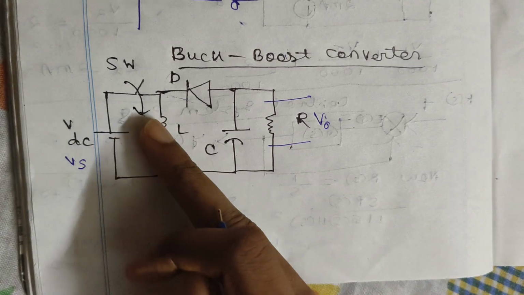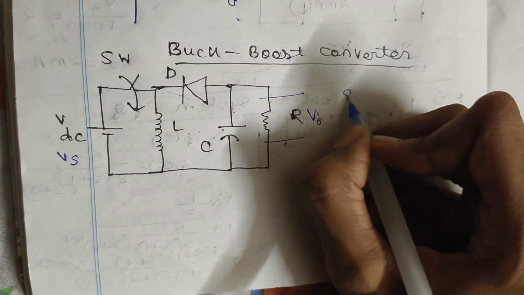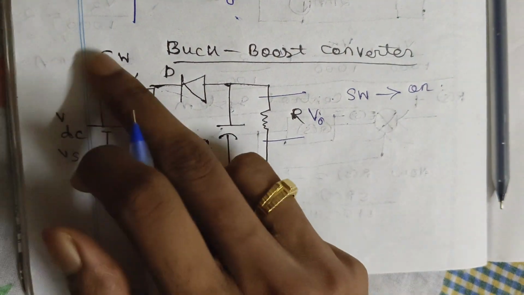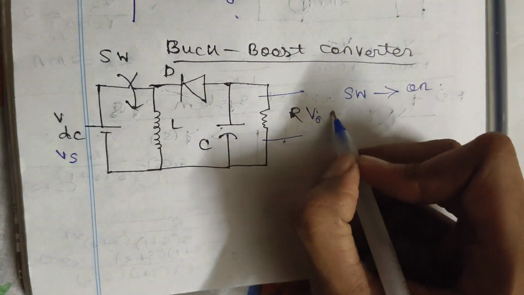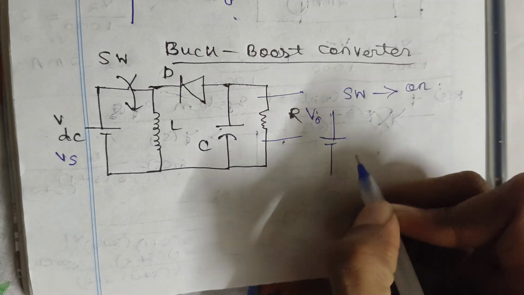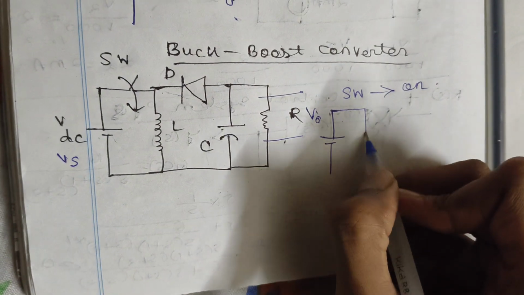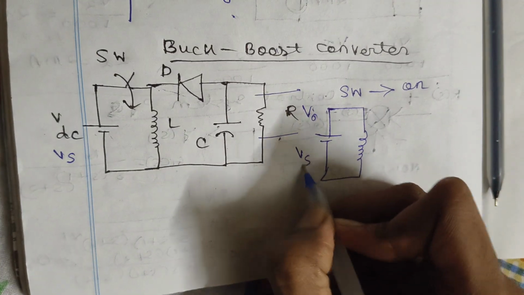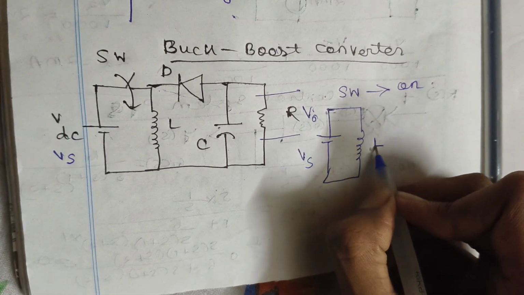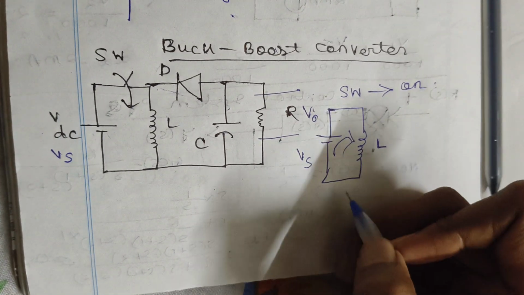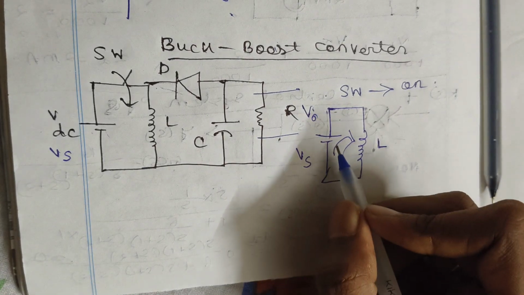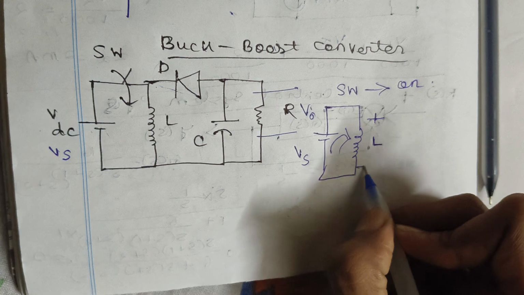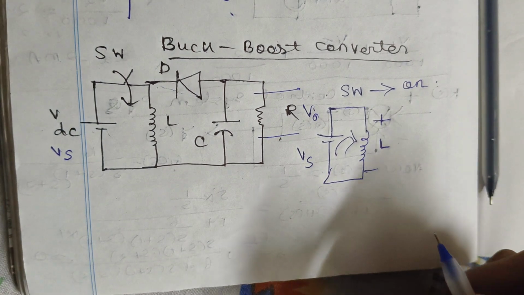The operation: when the switch SW is in the on condition, it will be a short circuit. Whenever it is a short circuit, the circuit diagram will look like this, with VS and the inductor L. The current will flow from the positive terminal to the negative terminal of the supply voltage, and the inductor will get charged like this, with one end in positive polarity and the other in negative polarity.